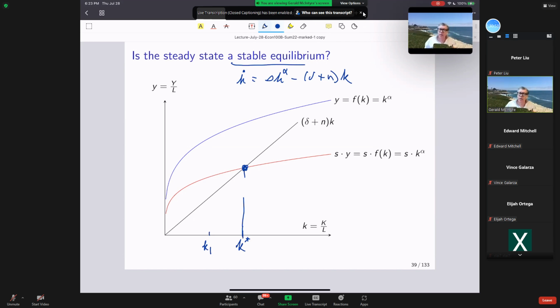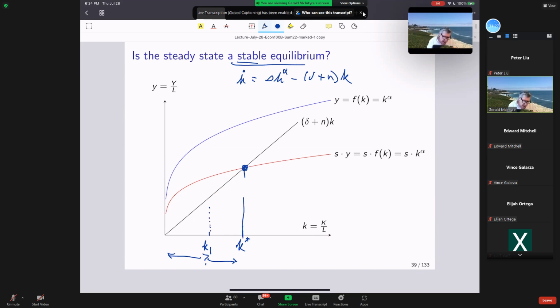Is there a mathematical process, a graphical process, and an economic intuition process that would tend to push the economy back to K star in this direction? Or would there be a process that would send it in this direction? That's what we're asking when we're asking, is this a stable equilibrium? So let's take a look at this. Graphically, what happens is the following.